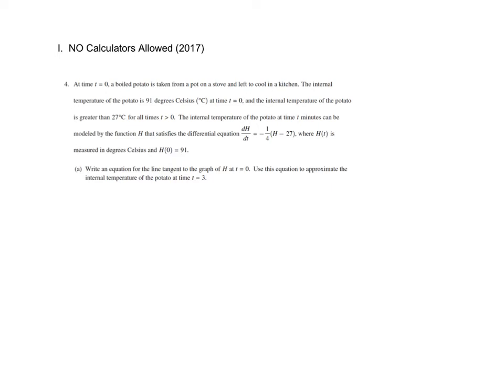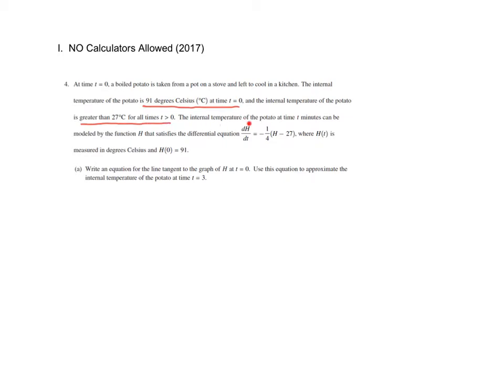So this is the infamous potato problem back in 2017, and this is a no calculator section, so you cannot use a calculator for all of this. So at time t equal to 0, a boiled potato is taken from a pot on the stove and left to cool in the kitchen. The internal temperature of the potato is 91 degrees Celsius at time 0, and the internal temperature of the potato is greater than 27 degrees Celsius for all time t greater than 0.